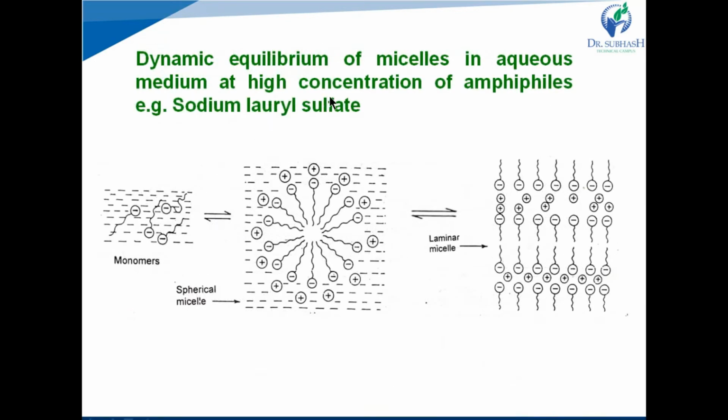Then the dynamic equilibrium of micelles in aqueous medium at high concentration of amphiphiles. For example, if we add sodium lauryl sulfate, initially we see the monomer at the interface. If we add a higher concentration of the surfactant, then the spherical micelle will be achieved. Then even at higher concentration of the amphiphiles, laminar micelles will be formed in our solution. So association colloids give a favorable environment for the solubilization of poorly water soluble drugs. So this was about the association colloids.